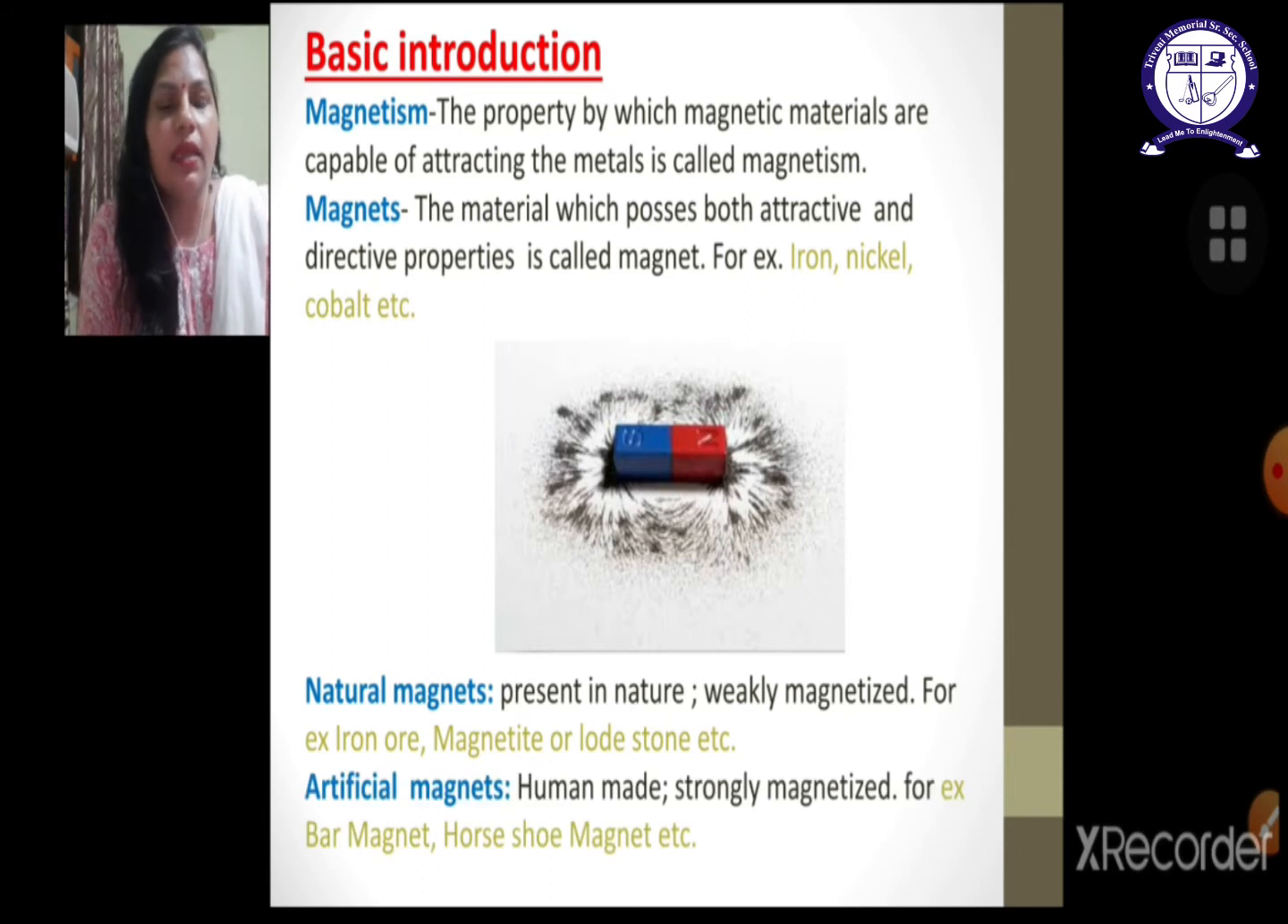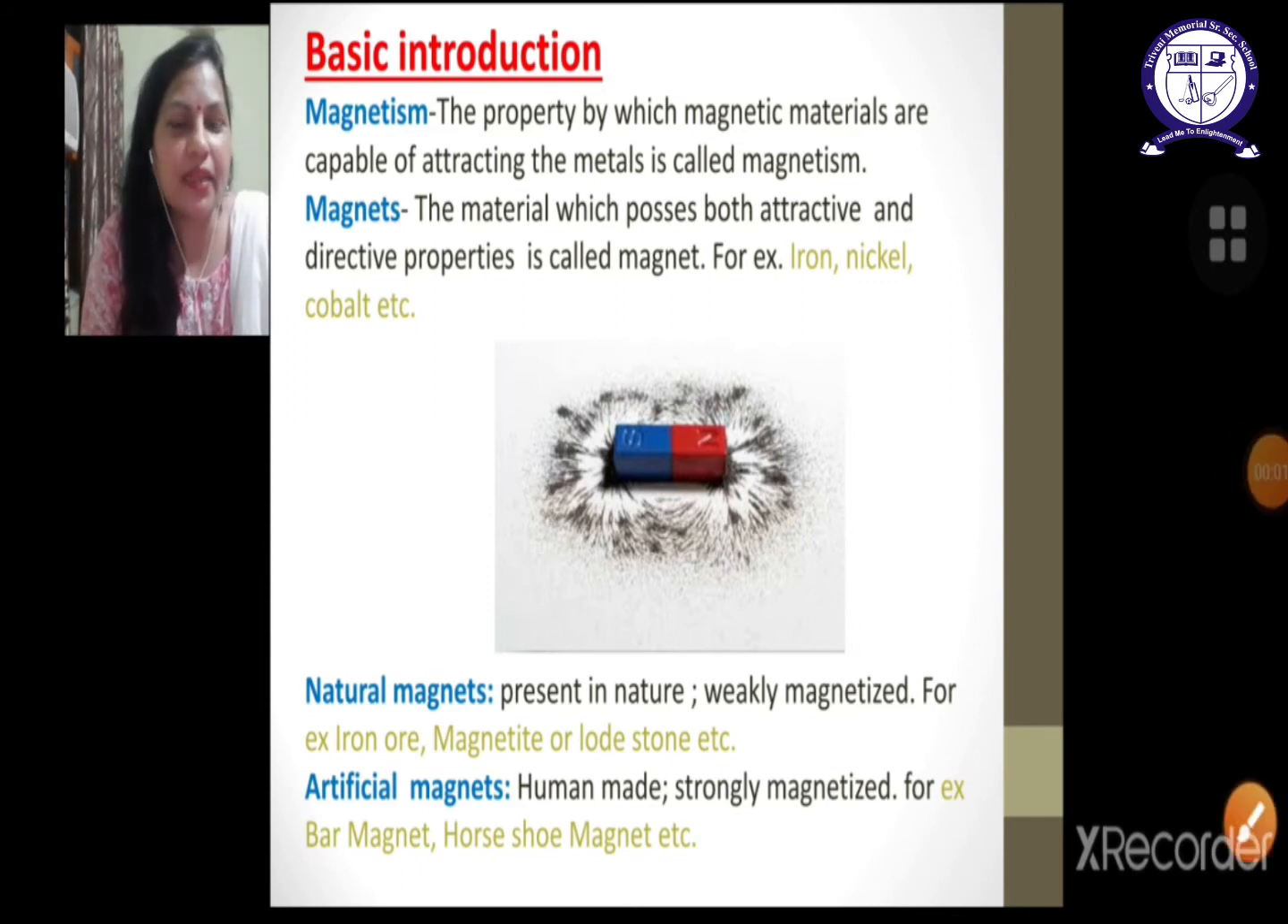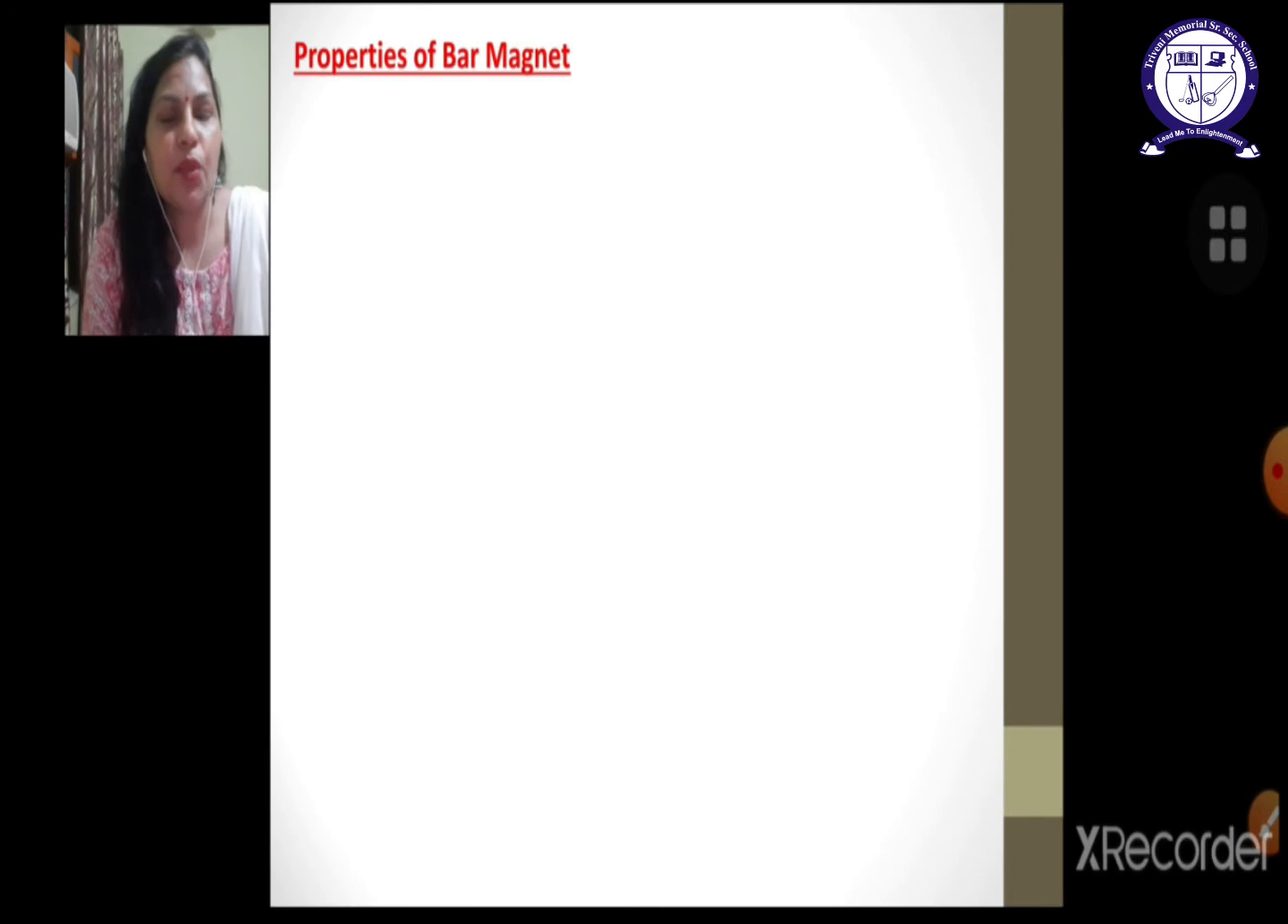Next one is the artificial magnet. As we know, artificial is anything that has been made by humans only. So as compared to natural magnets, these are fabricated by humans. These are human-made magnets, and these are strongly magnetized, as we have various phenomena by which we can make them strongly magnetized. We can increase their magnetic field strength. For example, the bar magnet and horseshoe magnet, etc. The artificial magnet can be demagnetized by increasing the temperature across the bar magnet, or by the hammering process.